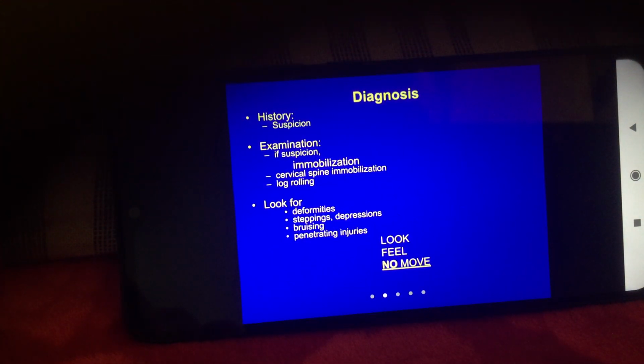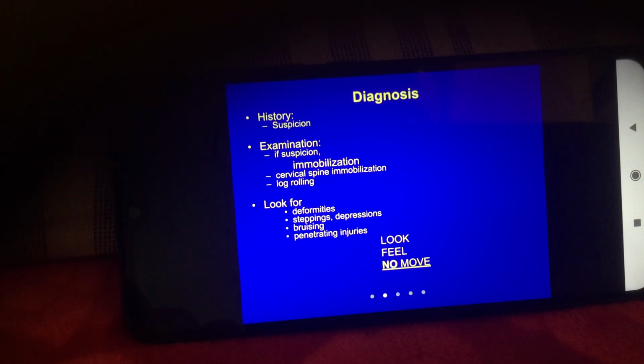So diagnosis, how to make a diagnosis? Always suspicion. History is very important. If there is high velocity trauma, a fall from height, we always have to think of spine fracture. So examination always starts with suspicion.